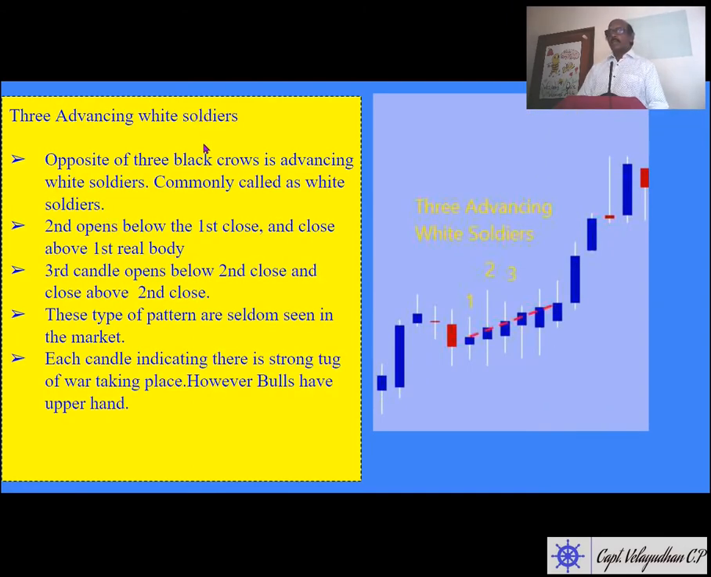Three advancing soldiers. Three advancing soldiers are the opposite of three black crows. After a downtrend, if the market opens within the body and continues moving up, the second opens below the first close. Theoretically, it should open below the first close. Here this candle closed here and it opened below the close.